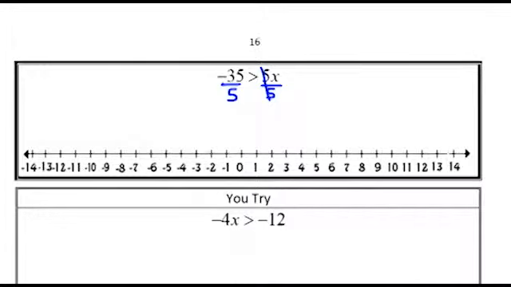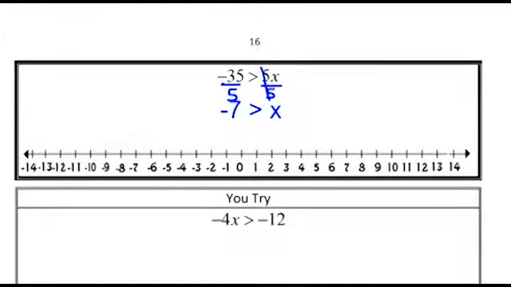Don't get it confused. Just because you see a negative in the inequality does not mean you're multiplying or dividing by a negative. It's only if the number that you're writing in when you're multiplying or dividing is negative do you flip the inequality. So in this case, my inequality stays the same. Negative 7 is greater than x still. So I'm going to plot at negative 7. Let's open at negative 7.